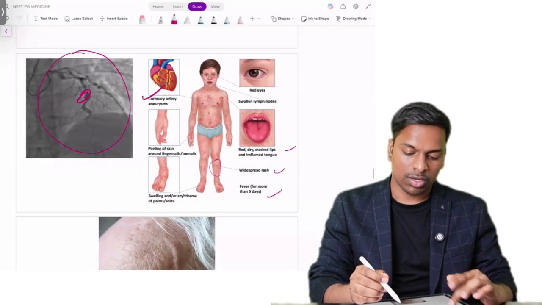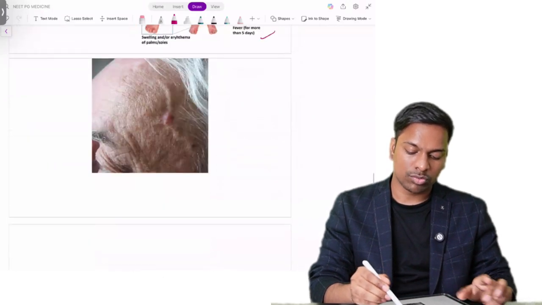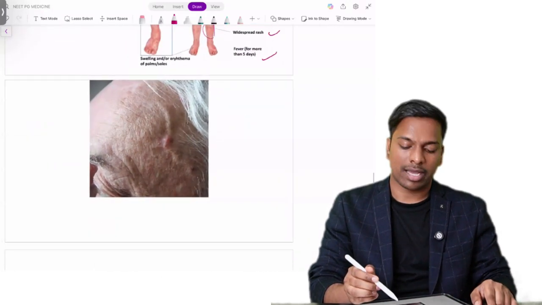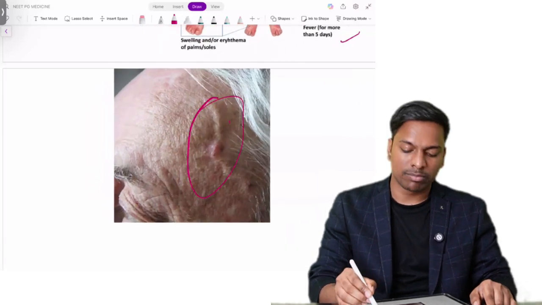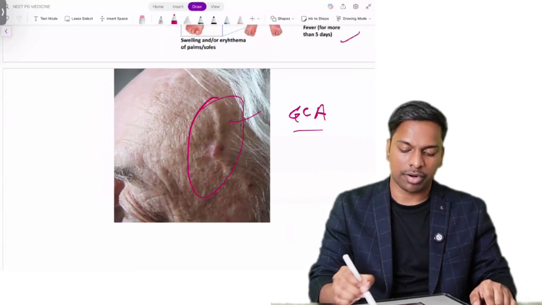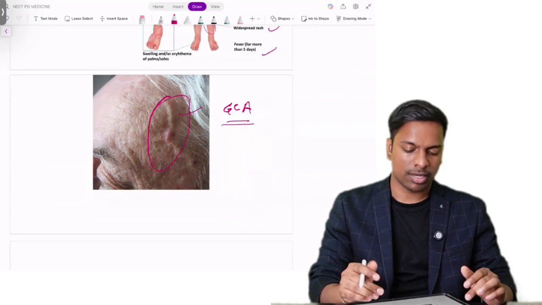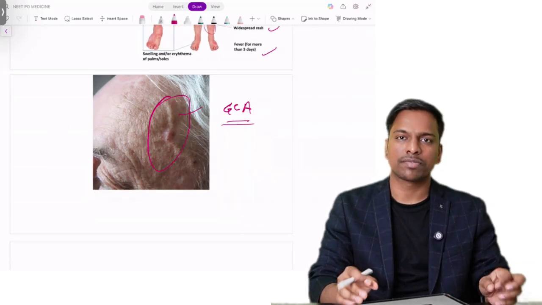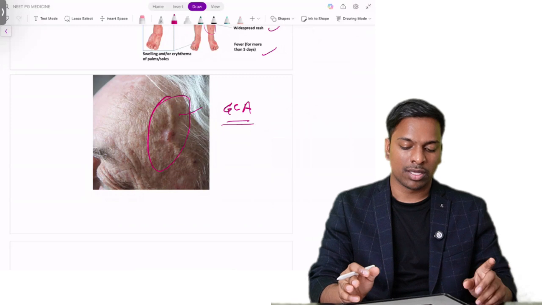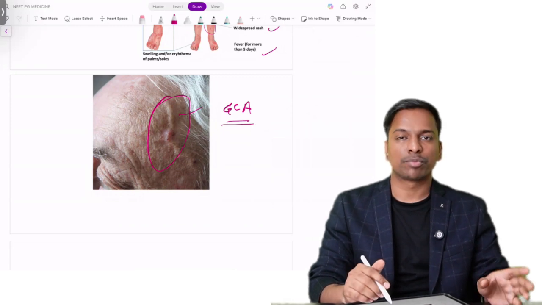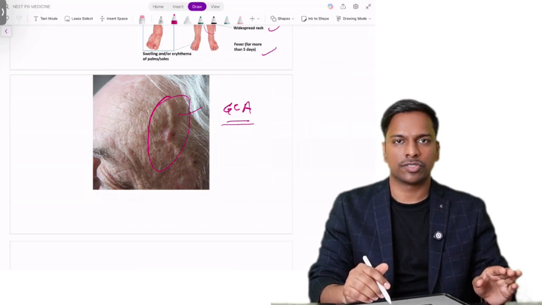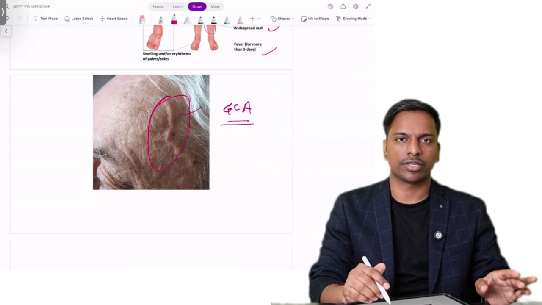Coming to the older population now, this is how the temporal artery will be shown, and obviously the diagnosis will become giant cell arteritis or temporal arteritis. How do we manage this? With steroids, and make sure the patient does not get blindness. We have to start steroids before that. Second important thing, temporal artery biopsy is the investigation of choice for giant cell arteritis.